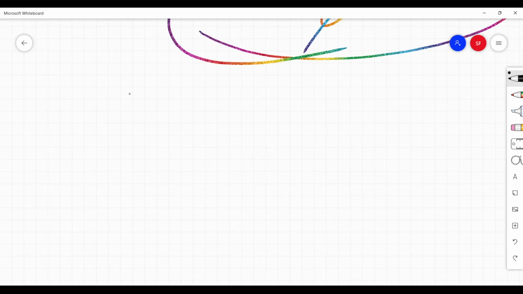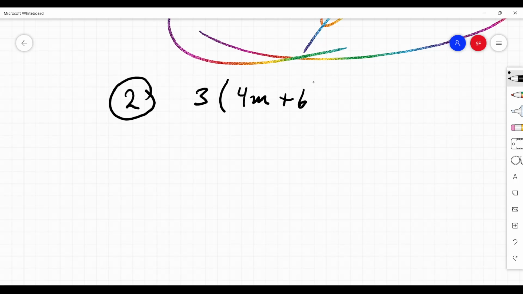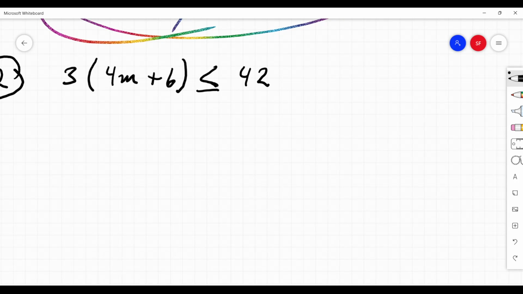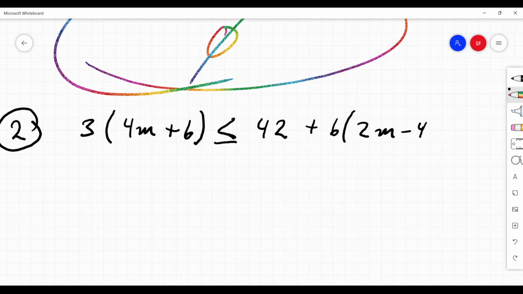Number 2. Three times the quantity 4m plus 6 is less than or equal to 42 plus 6 times the quantity 2m minus 4. What should we do? Distribute the 3 and distribute the 6.